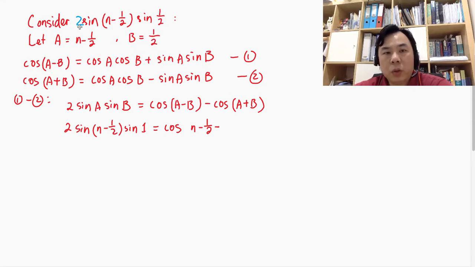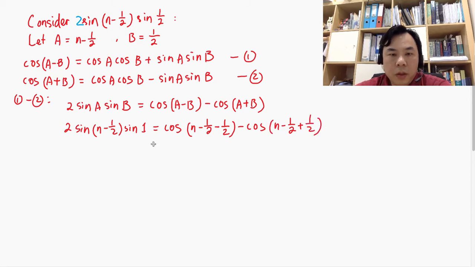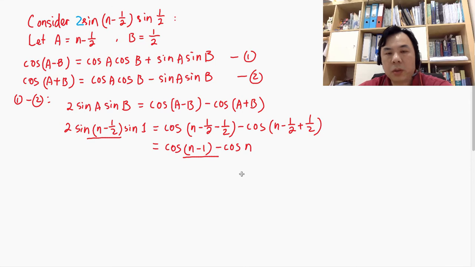So we are considering 2 multiplied with sine n minus half, sine half here, where the B is a half. So therefore, I'm going to minus by half here. So that's our A minus B, subtract off with cos A plus the half here. Right. So from here, you can see that this can be reduced to cos(n minus 1) subtract off with cos n. So therefore, this expression here can be simplified into this form here, right? So I hope that is clear. Now the second part.